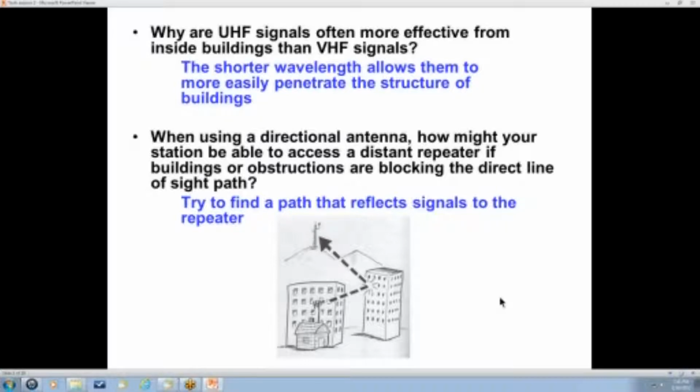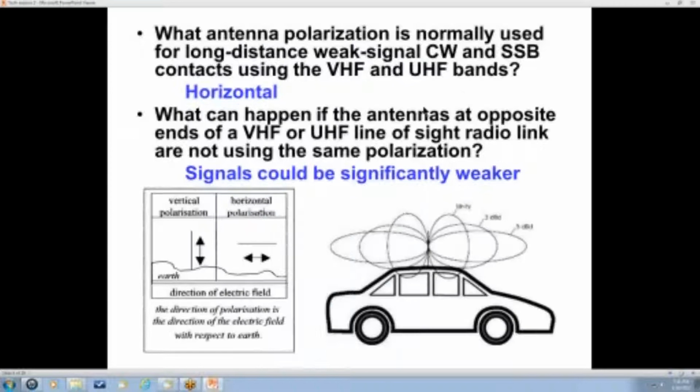What antenna polarization is normally used for long-distance weak signal CW and single sideband contacts using the VHF and UHF bands? Horizontal polarization is the one more commonly used for weak signal and long distance. Here you see the different polarizations. You'll notice it's the British spelling for it.